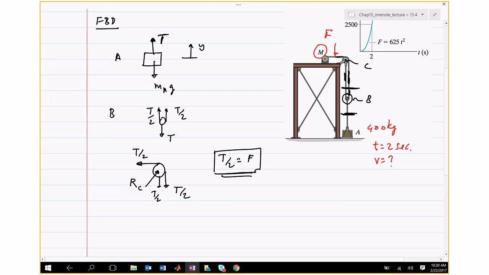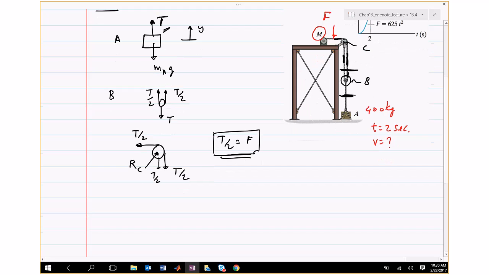So what I was after in this problem was to find T, right? Because if I know T, I can find the acceleration of A. But I know what T is now because T is just 2 times F. So let me write the equations of motion. Really, it's going to be one equation. So equation of motion for A.